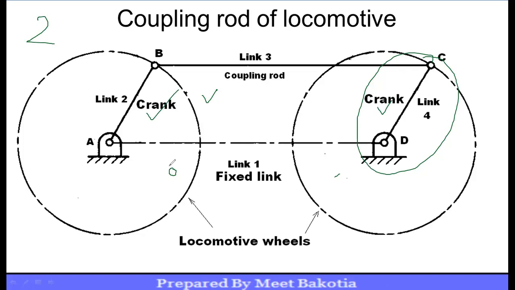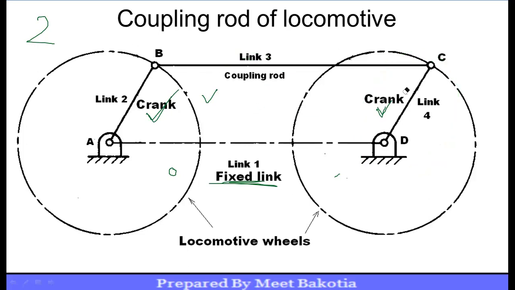In the original four bar chain mechanism, link 4 was a lever, which now is replaced by a crank, which means there are two cranks. So this is called the double crank mechanism. What is the purpose of this mechanism? The purpose is to transmit rotary motion from one wheel to another wheel by means of the coupling rod. And this is the coupling rod, link 3, which you can see. So link 1 is the fixed link, link 2 is the crank, link 3 is the coupling rod, and link 4 is again a crank.